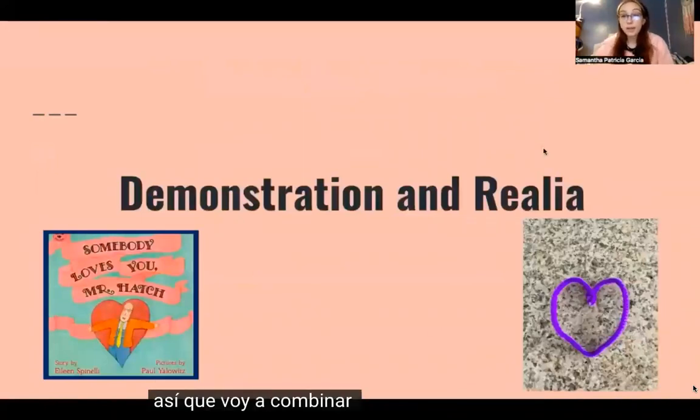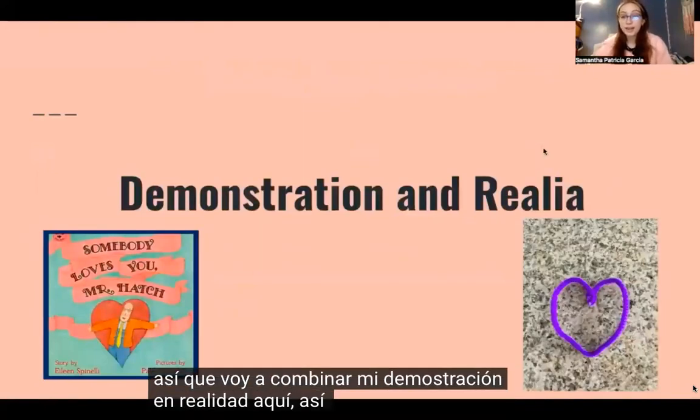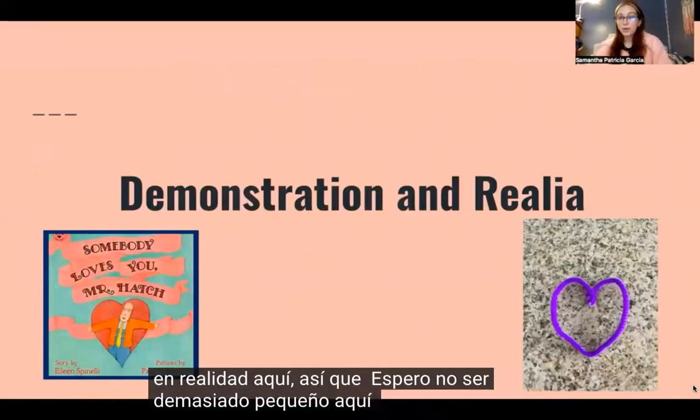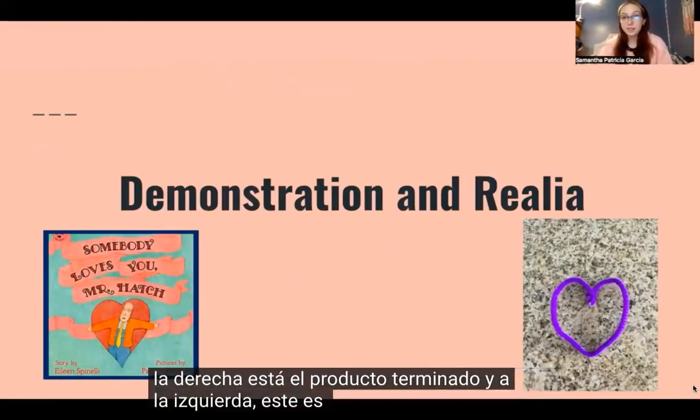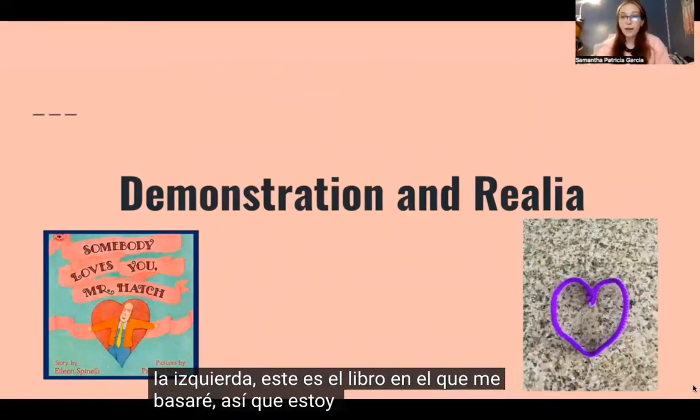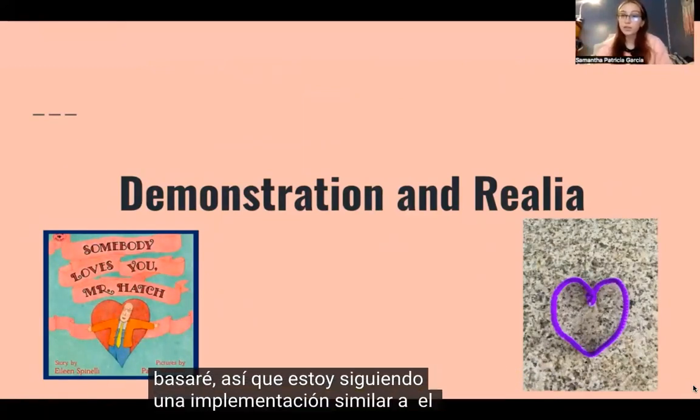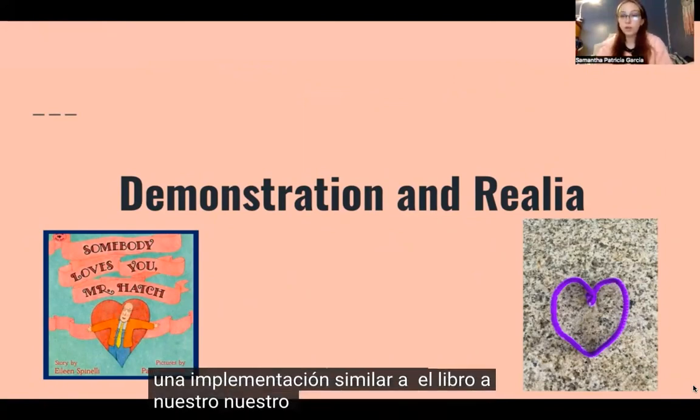So I'm going to combine my demonstration and realia here. I hope that I'm not too small here in the corner, but on the right is the finished product. And on the left, this is the book that I'm going to be basing it off of. So I'm following a similar implementation to the book, to our book.